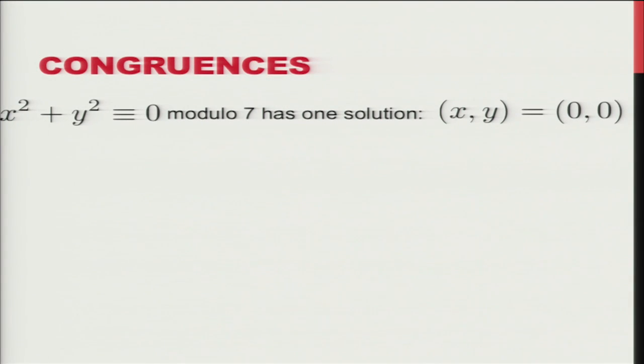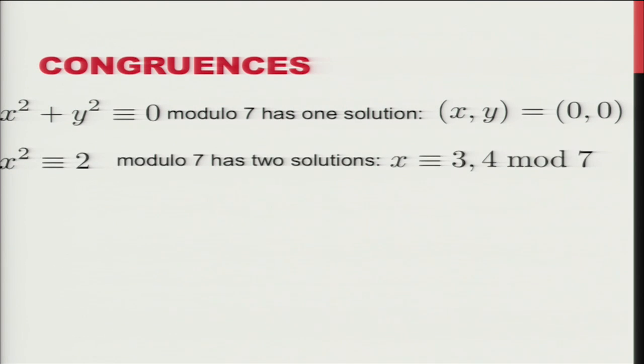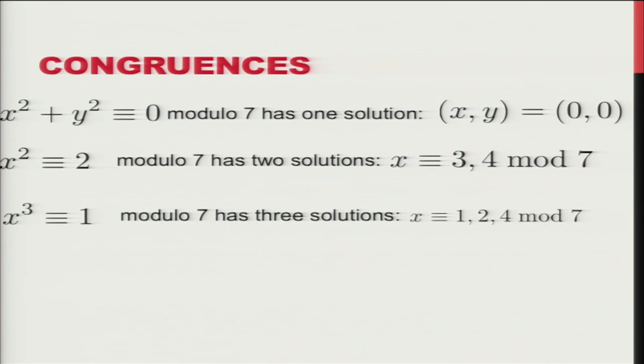Well, so what have I done? I've looked at the particular equation, x squared plus y squared is congruent to 0 modulo 7. And the key fact I used was it only had one solution, x and y both 0 modulo 7. But I can look at any of these equations modulo 7. I mean, 2 has 2 square roots modulo 7, 3 and 4. 1 has 3 cube roots modulo 7, 1, 2, and 4. For instance, 2 cubed is 8, which is 7 plus 1. 4 cubed is 64, which is 63 plus 1.